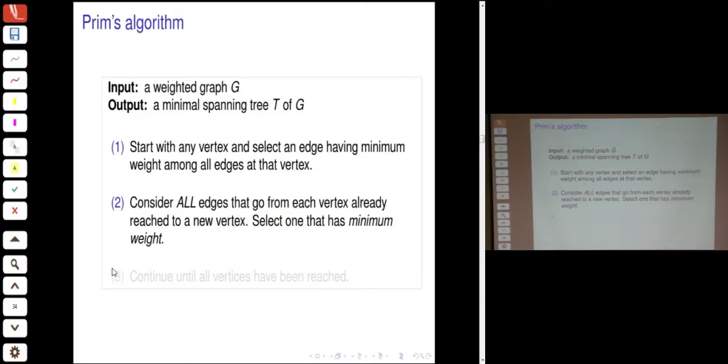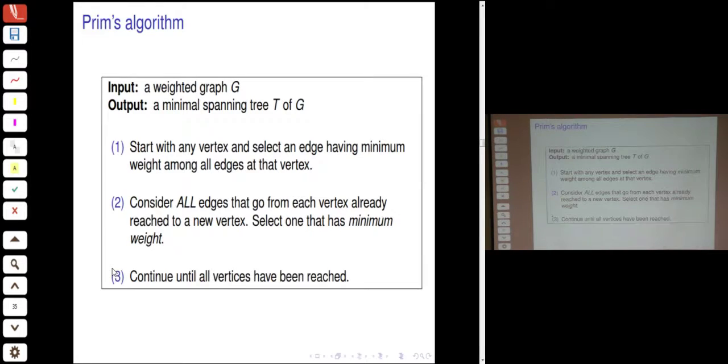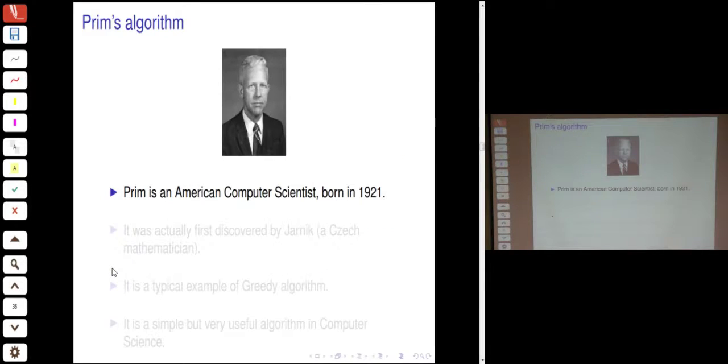So now from what you have here, you look at the remaining unreached area. There are lots of possible connections. So now from all the possible connections, consider all edges that go from each vertex already reached to a vertex which hasn't been reached, right? You will see an example and it becomes extremely clear. So you consider all the possible edges, and now you select one that has minimum weight. Now continue until all the vertices have been reached. So this is the algorithm. Okay, we'll see an example.